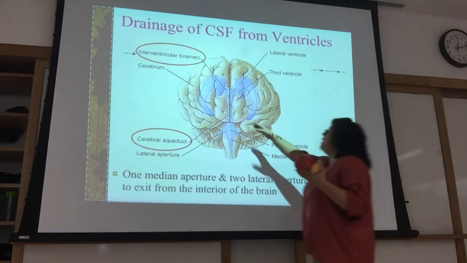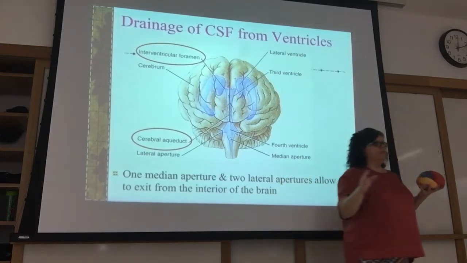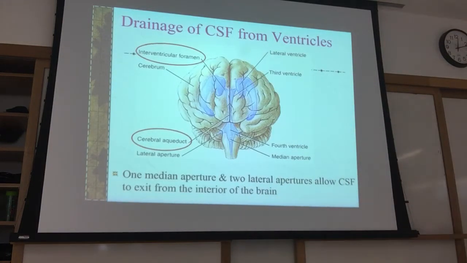There is only one third ventricle. There's really only one fourth ventricle. One cerebral aqueduct, and one central canal, but two lateral ventricles.